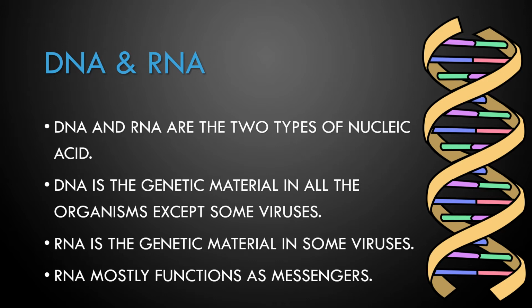It is the genetic material in all the organisms except some viruses. Then what about those viruses? In those viruses, RNA is the genetic material. So RNA has a dual role. It acts as a genetic material, and mostly it functions as messenger, and you will get more about it in the next video. So basically we will study about DNA, and we will also study why DNA is the genetic material and not majorly the RNA.